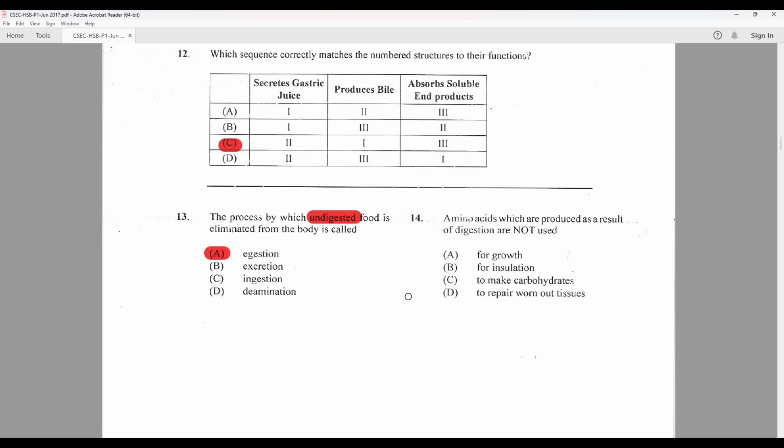Question 14. Amino acids, which are produced as a result of digestion and not used, not those capital letters. All right, we're looking for not used for growth, not used for insulation, not used to make carbohydrates, and not used to repair worn out tissues. What is the answer? And I hope persons are thinking, why are you using amino acids to make carbohydrates? That is not sounding right. So that is the not used.